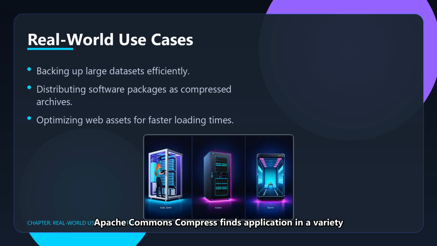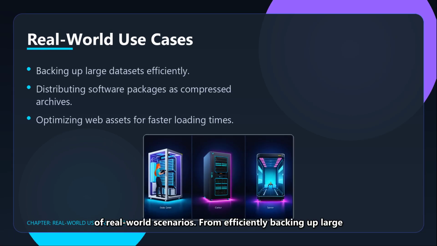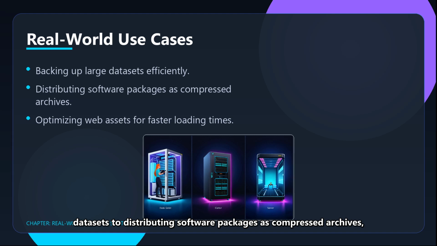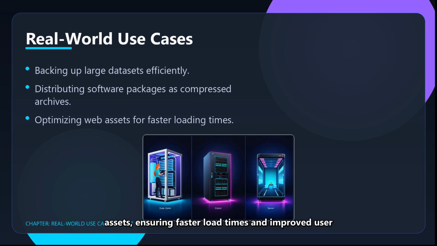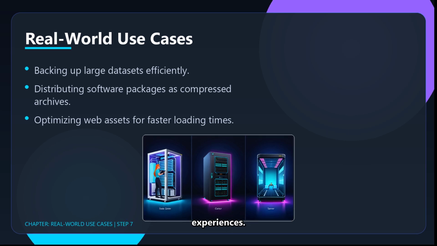Apache Commons Compress finds application in a variety of real-world scenarios, from efficiently backing up large datasets to distributing software packages as compressed archives. It proves invaluable. Additionally, it helps optimize web assets, ensuring faster load times and improved user experiences.